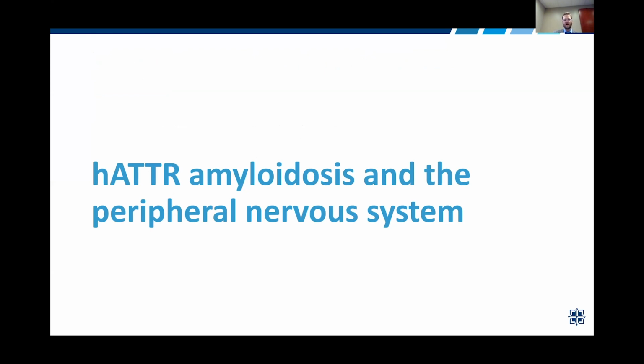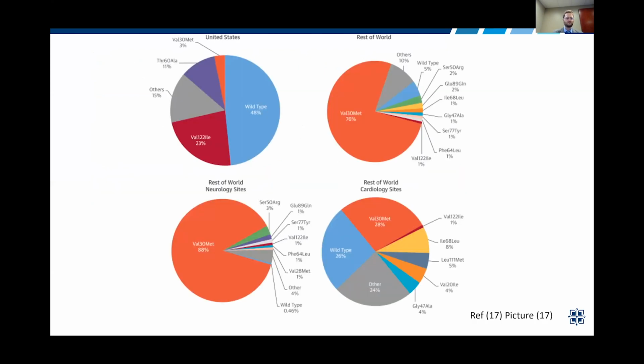So finally, I'm going to wrap up here, and we're going to talk about some of the common hereditary TTR amyloidoses and how they affect the peripheral nervous system. This is from a study where they looked at neurology clinics, cardiology clinics, and the United States versus the rest of the world. You can see in the United States, Val122Ile is much more represented, whereas in the rest of the world, Val30Met is more represented.